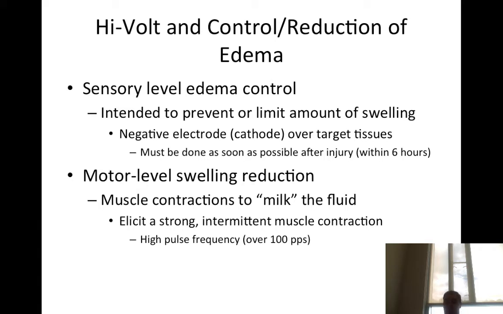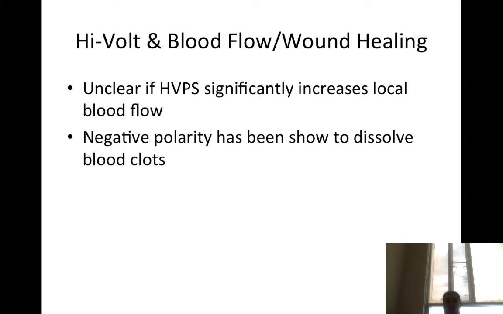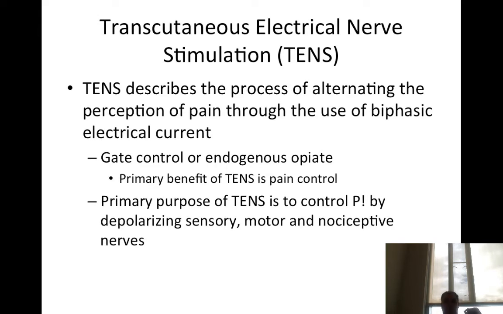The motor level swelling reduction occurs from muscle contractions that milk the fluid out. We elicit a strong intermittent muscle contraction. This has a high pulse frequency, over 100 pulses per second. It's unclear if high volt pulse stim increases local blood flow. Negative polarity has been shown to dissolve blood clots, which is interesting. So I probably wouldn't necessarily use this for a blood clot. The patient would probably be on Coumadin or some kind of pharmacological blood thinning medication.